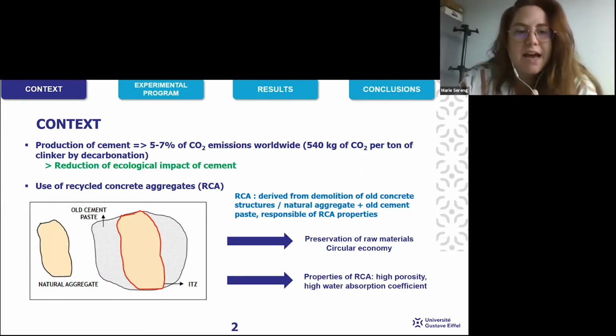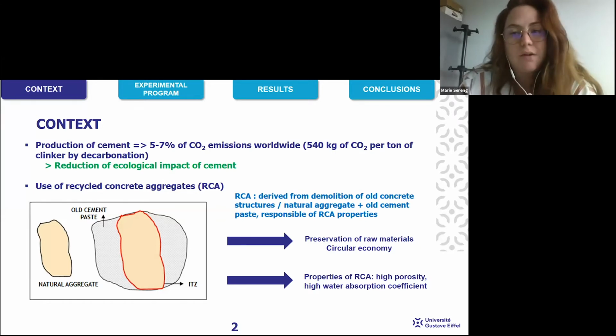About the context, as Bernard Mathieu said yesterday, the production of cement represents 5 to 7% of CO2 emission worldwide. 500 kilograms of CO2 per ton of clinker are released by decarbonation. The aim is to reduce the ecological impact of cement. RCA, which are derived from demolition of old concrete structures, are composed of a natural aggregate and an old cement paste, which is responsible for lower RCA properties, has high porosity and high water absorption coefficient. The use of recycled concrete aggregates can preserve raw materials and promote circular economy.